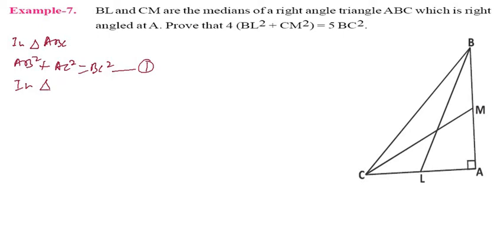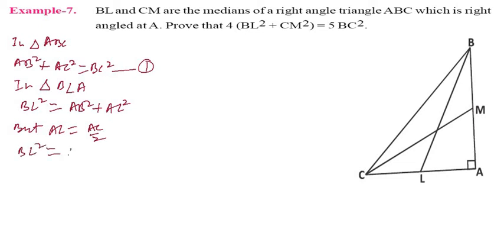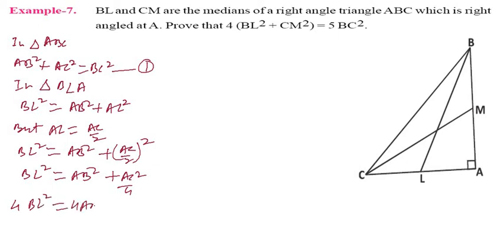Now in triangle BLA, what will be applied? BL square is equal to AB square plus AL square. But AL is equal to AC upon 2, so you have to write 2 here. So BL square is equal to AB square plus (AC by 2) whole square. Now BL square is equal to AB square plus AC square by 4. Multiply by 4. So 4BL square is equal to 4AB square plus AC square. That is the second equation.